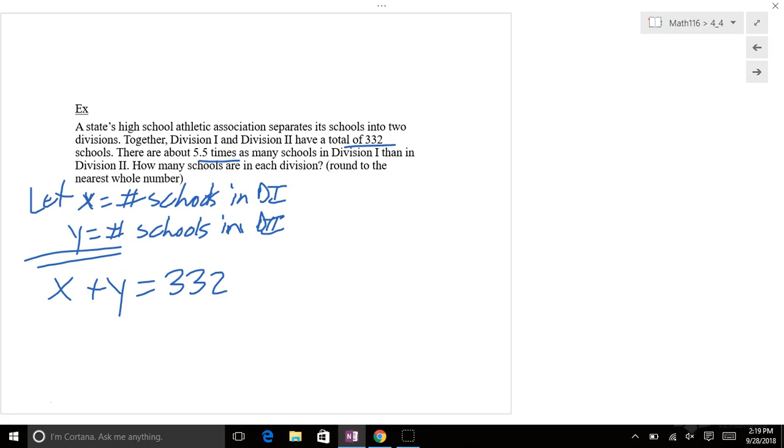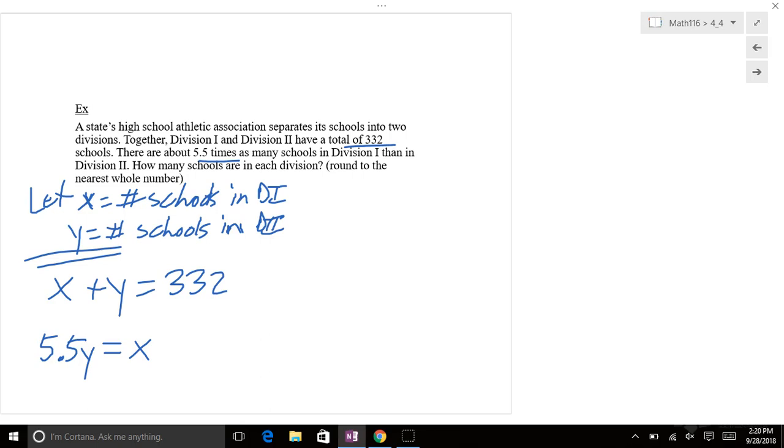And they also say there's 5.5 times as many schools in Division 1 than Division 2. So 5.5 times the smaller amount, y is going to be the smaller amount, will give you the number that are in Division 1. Be careful with that because it's really easy to mess that up. A lot of students will do 5.5 times x equals y, but no, it's 5.5 times the number of schools in Division 2, the y, because there's less. That equals the Division 1 x. So we have our unknowns, we have our givens, and we made some equations.